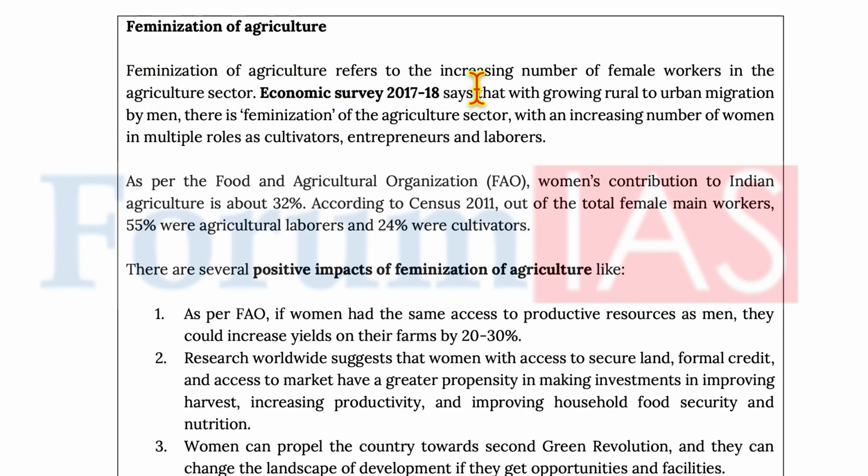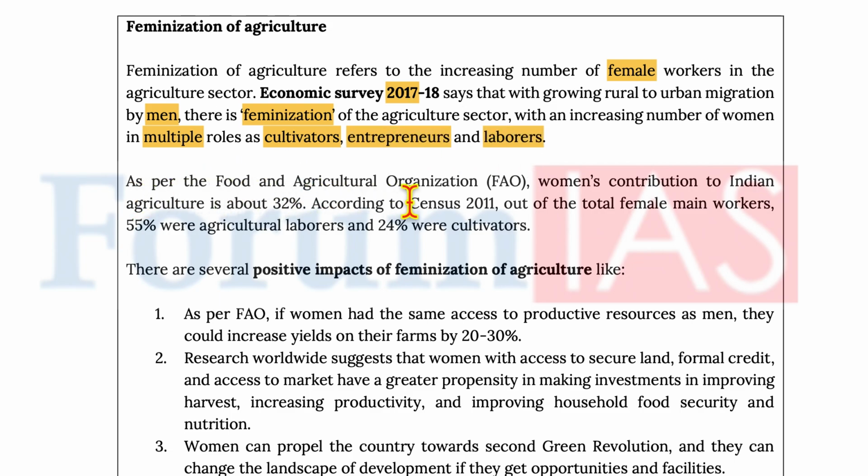Feminization of agriculture refers to the increasing number of female workers in the agriculture sector. The Economic Survey of 2017-18 says that with the growing rural to urban migration by men, there is feminization of the agriculture sector, with an increasing number of women in multiple roles as cultivators, entrepreneurs, and laborers.